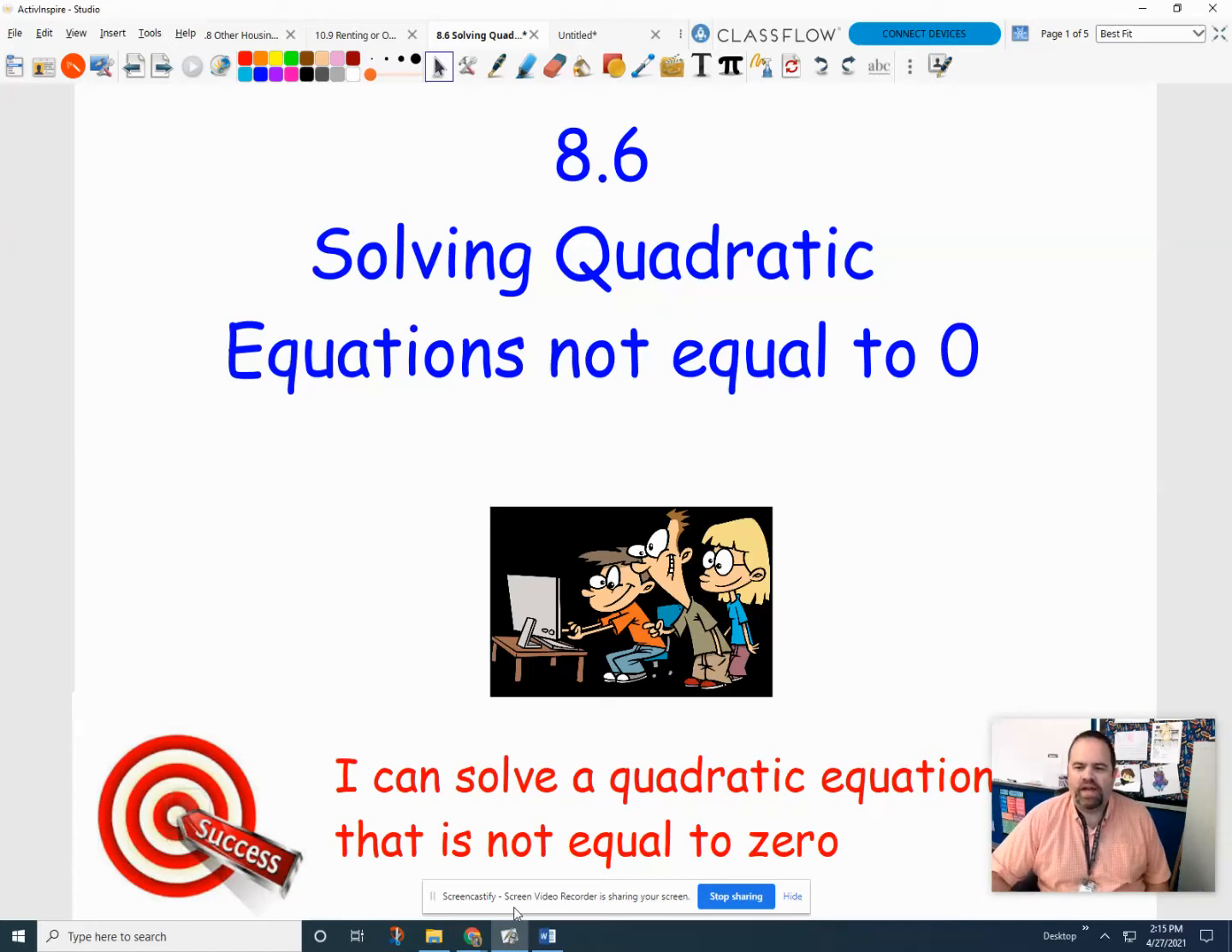All right, eighth grade. So kind of picking up right where we left off yesterday, I want to talk about how to solve a quadratic equation that is not equal to zero. And it's really not hard. I just kind of wanted to separate it because I didn't want these two ideas floating around all at once.